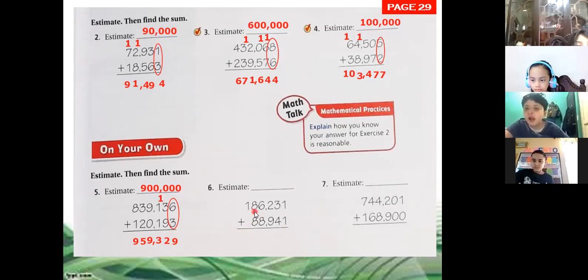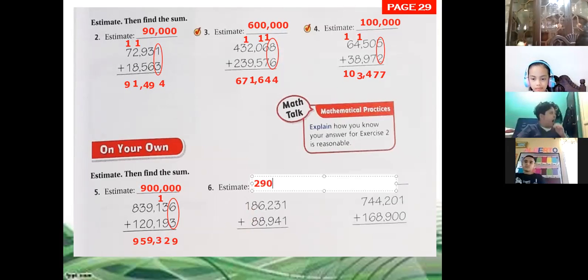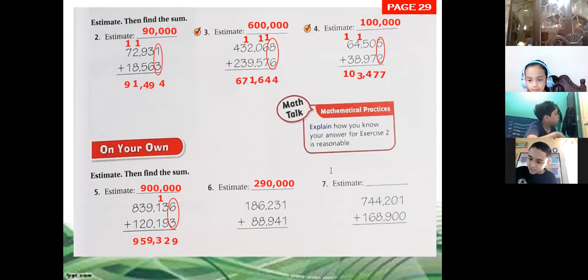Now, 186 plus 88. We're supposed to have 200 and 100. What's the answer of 200 plus 90? I'm going to write here: the estimate can be 290. Okay, this one. Now, the estimate, we're not going to put emphasis on that. Important is that you learn how to add.